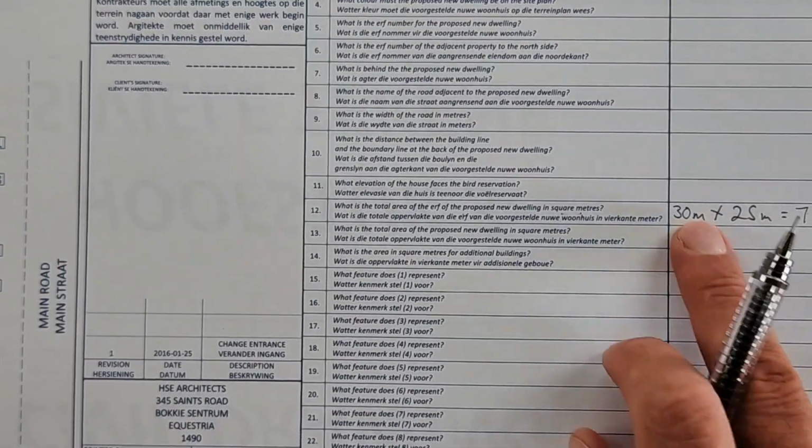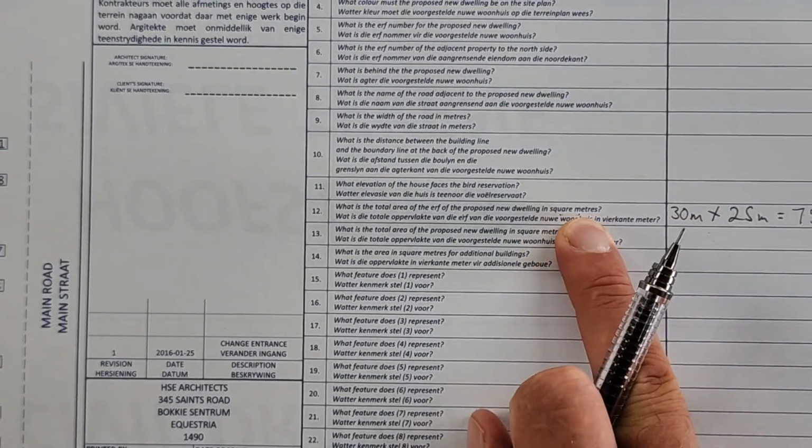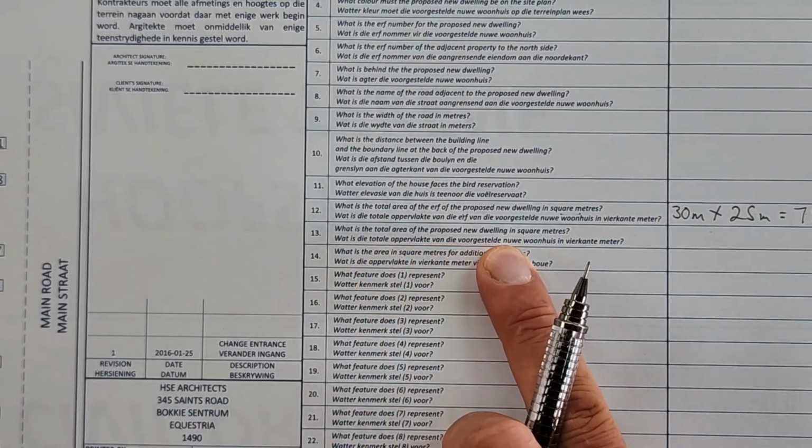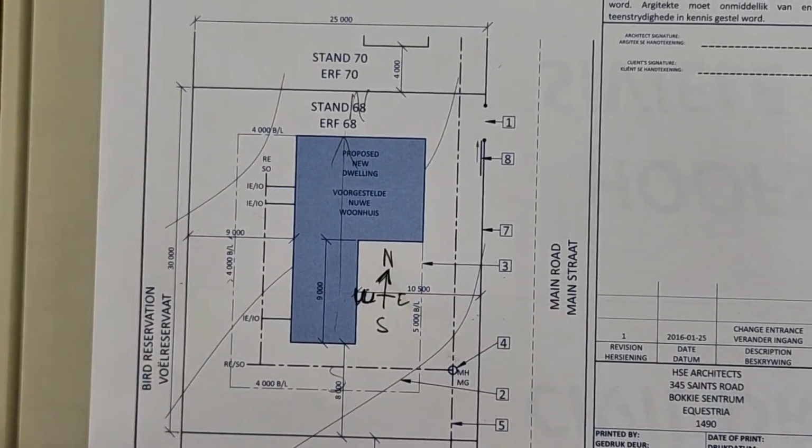I'm even not sure. So first of all, change it to square meters. 30 times 25 meters is, and write the answer. They ask it in meters. What is the total area of the proposed new dwelling in square meters? Okay, let's go here. Help me out quickly.